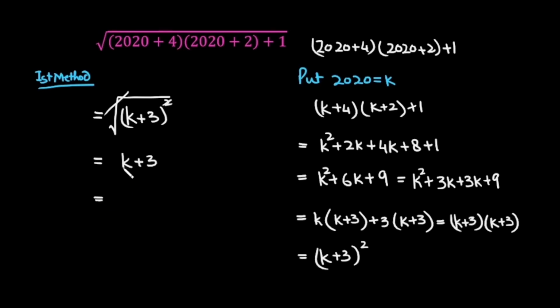Now the value of k is 20. So this is 20 plus 3, which is equal to 23. This is my final answer. I hope you like the first method.